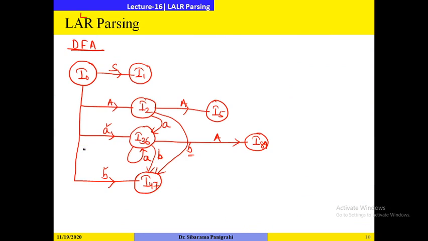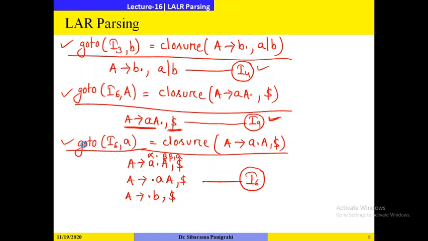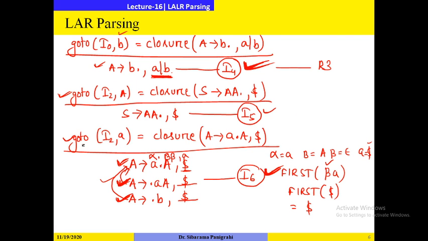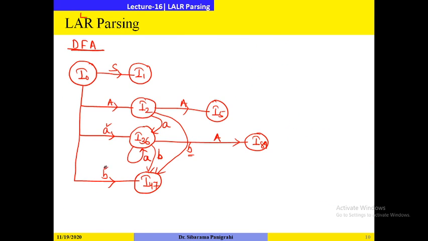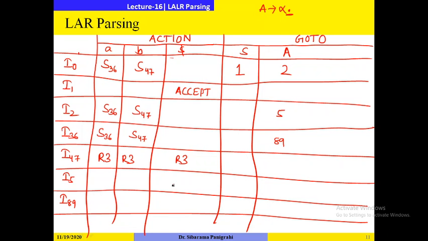Now let me go through I5. In I5, the dot appears at the end. Yes. So this is which number production? This is the 1 number production. So I will write R1. Where I will write R1? Under the look ahead symbol. What is the look ahead symbol? Dollar. So I5 under the dollar column I will write R1.